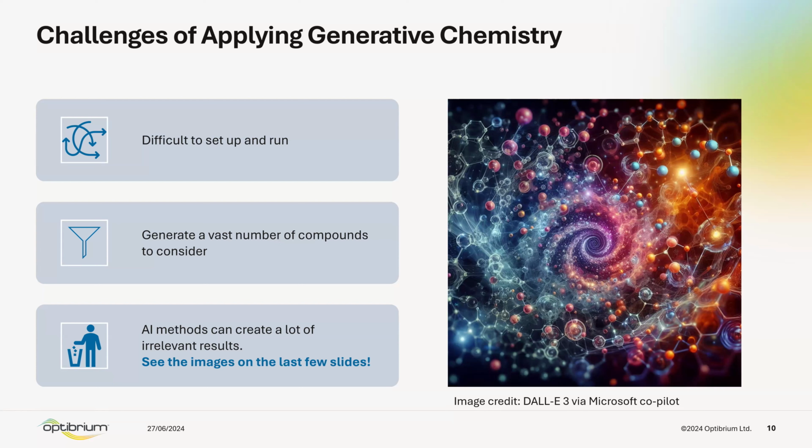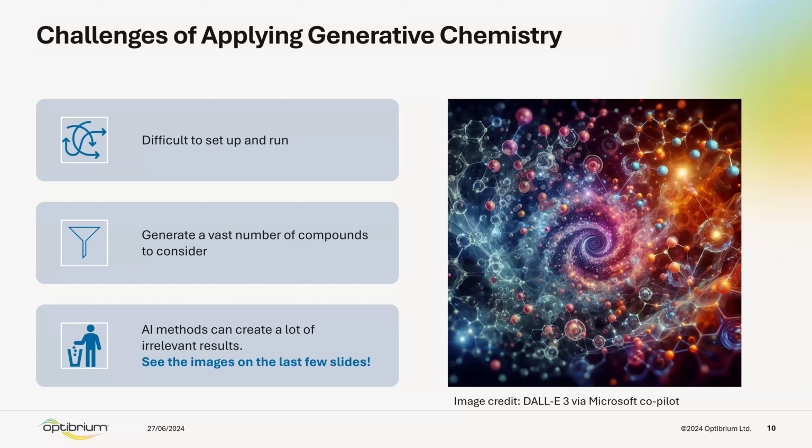But whatever method we use, there are a number of challenges to applying these generative chemistry approaches. First of all, they're often difficult to set up and run. There may be lots of different parameters you have to set, lots of sliders or dials or things to set before you hit the big red go button and start your generation run to create these new compound ideas. And then secondly, what often comes out is a vast number of compounds to consider. Hundreds of thousands, potentially even millions of compounds can be generated really very quickly. And that means that we take a long time to triage through those lists to find the valuable and interesting ideas.